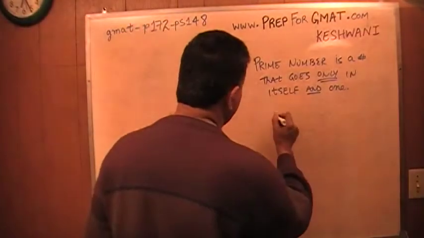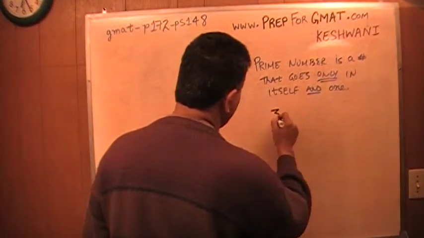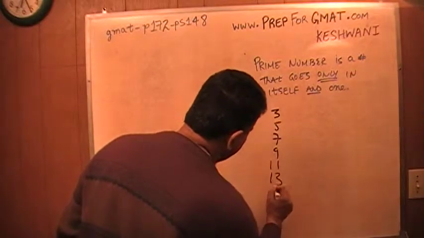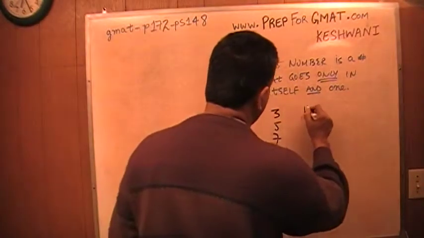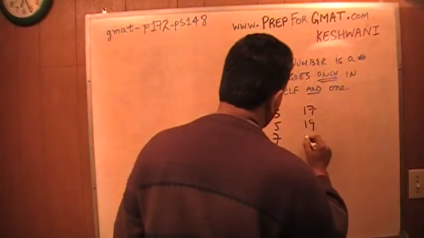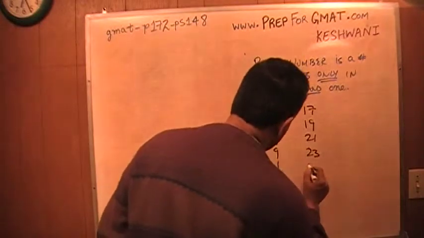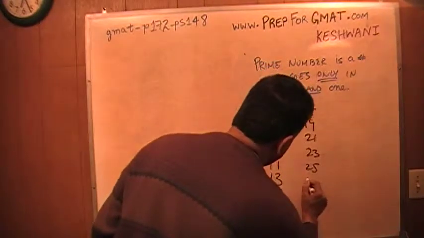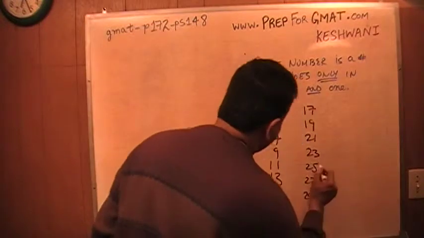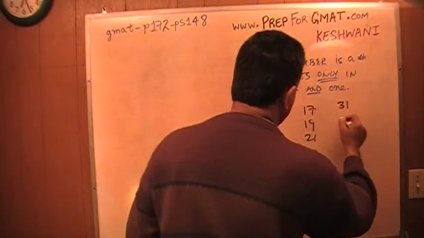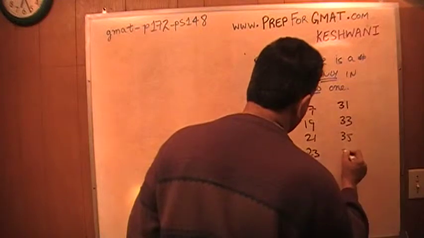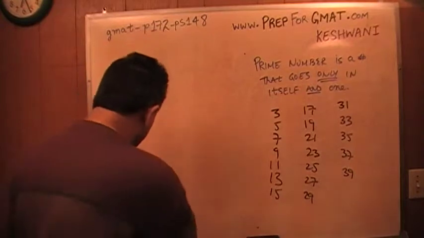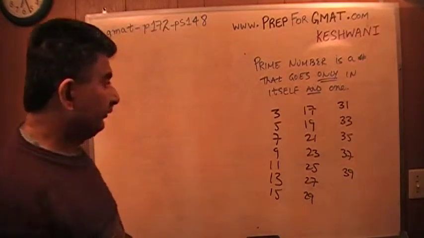So let's start. 3 is a prime number. 5, 7, 9, 11, 13, 15, 17, 19, 21, 23, 25, 27, 29, 31, 33, 35, 37, 39. Let's stop there. Are these all prime numbers?